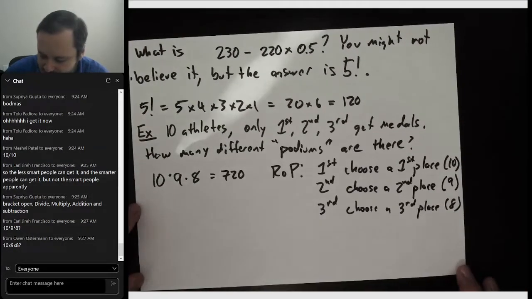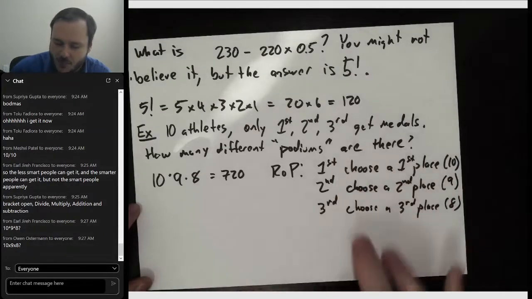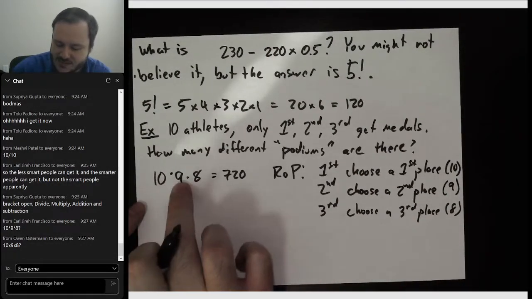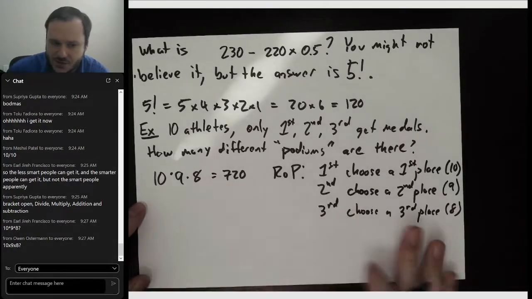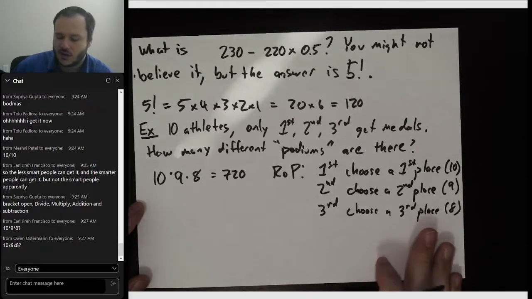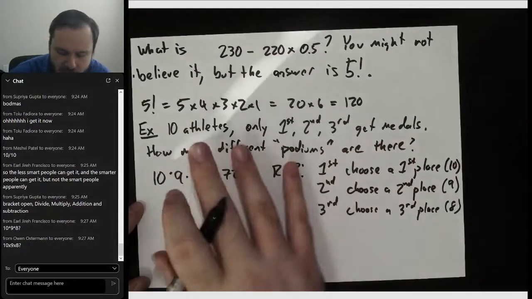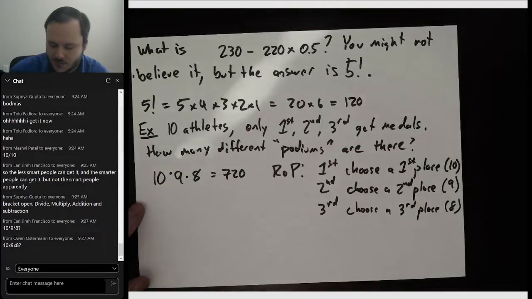And what are we doing in this case? We're stopping our permutation calculation early. We're doing 10 times 9 times 8, but we're not doing 10 factorial because we don't keep going. There's no 7, 6, 5, 4, 3, 2, 1. We stop here, just 10 times 9 times 8.